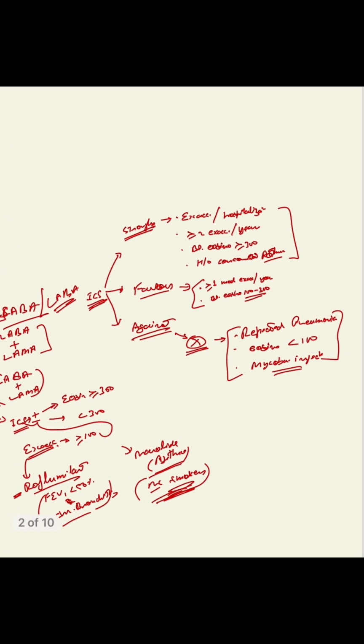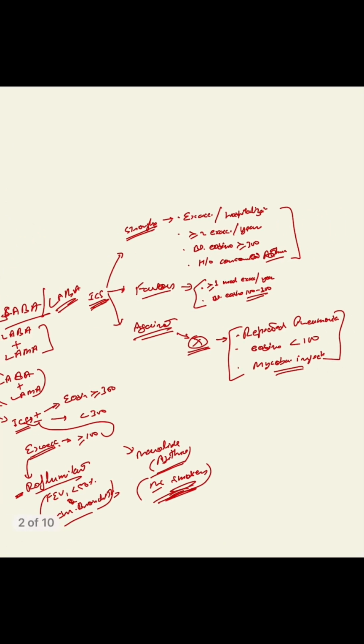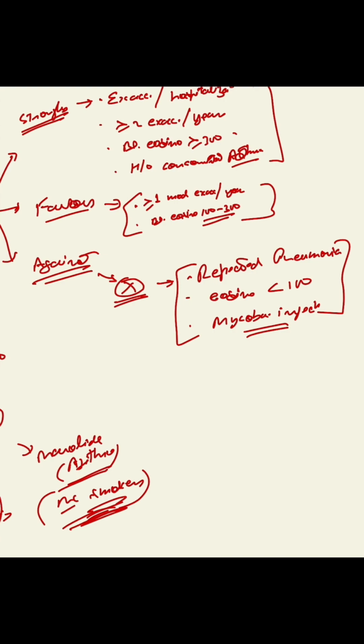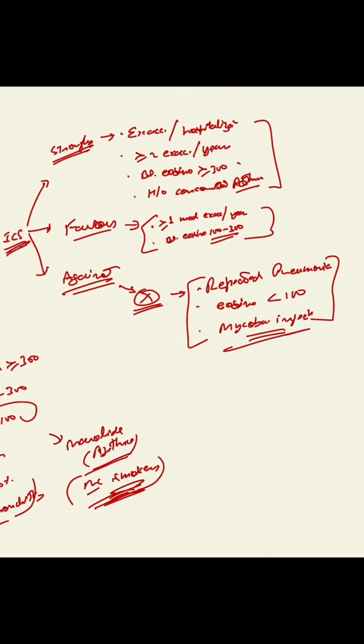For ICS, there are strong recommendations in the patients having exacerbations or hospitalizations or more than 2 exacerbations per year, blood eosinophils more than 300, and a history of concomitant asthma. ICS is favored in patients who have more than 1 moderate exacerbation per year and blood eosinophils 100 to 300, and it is against in repeated pneumonia, low eosinophils, and mycobacterial infection.